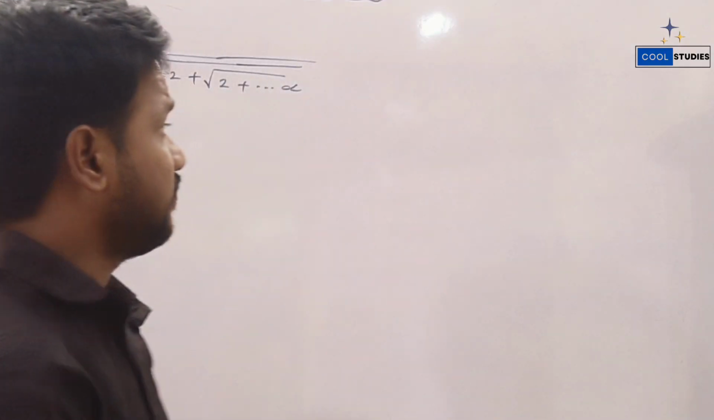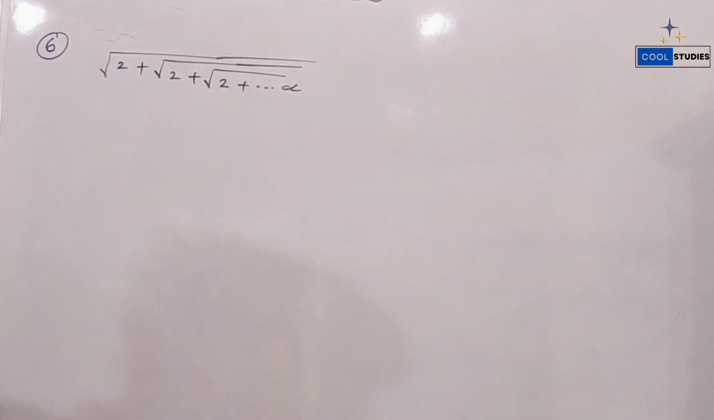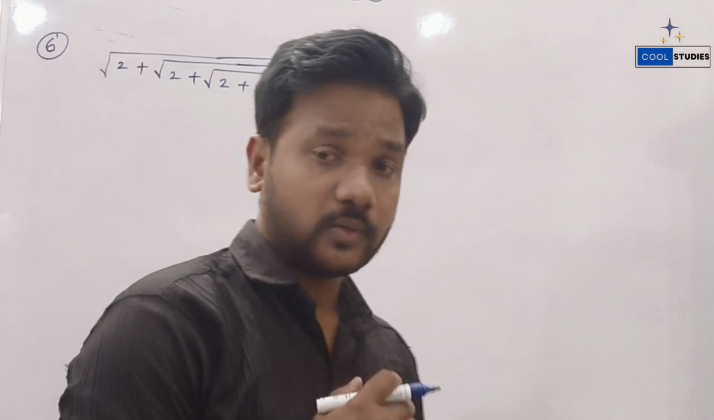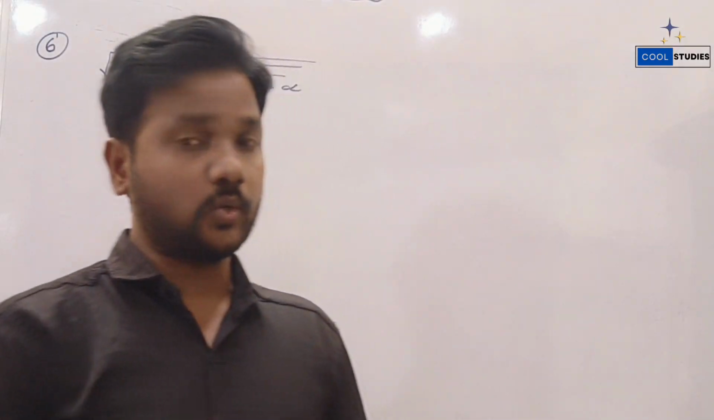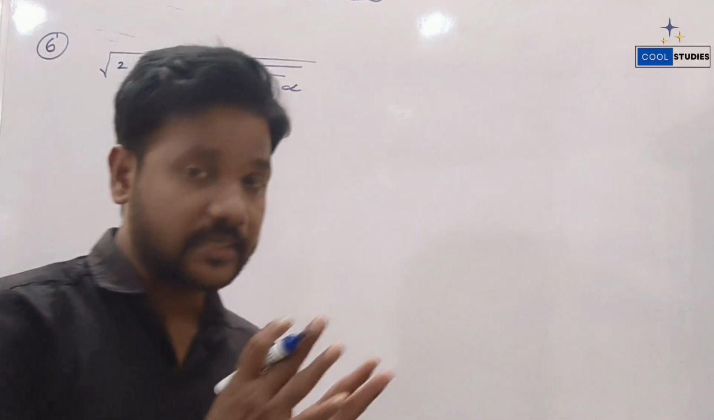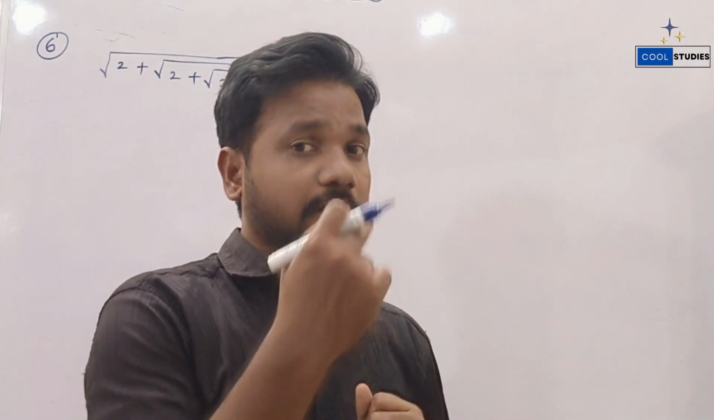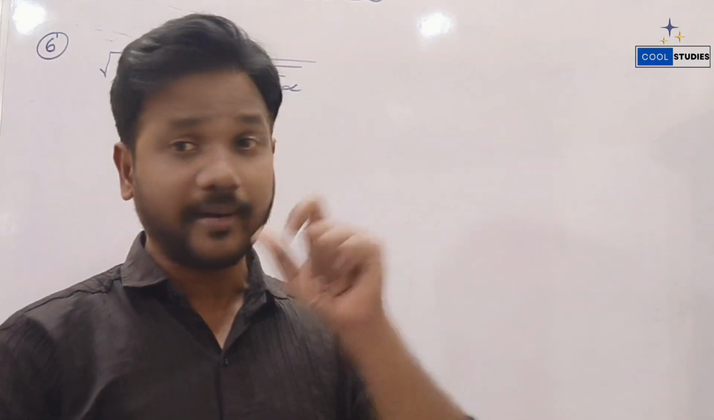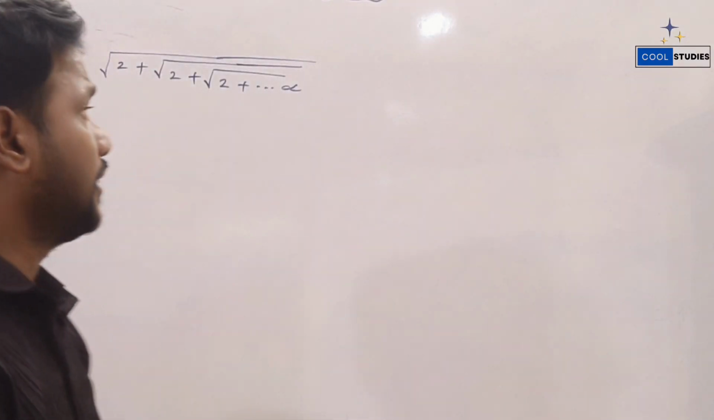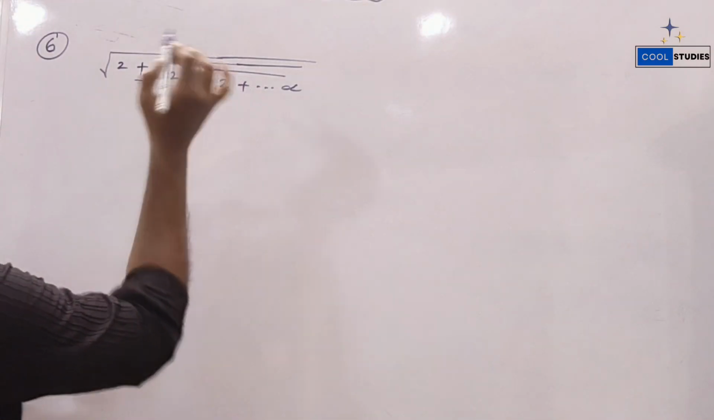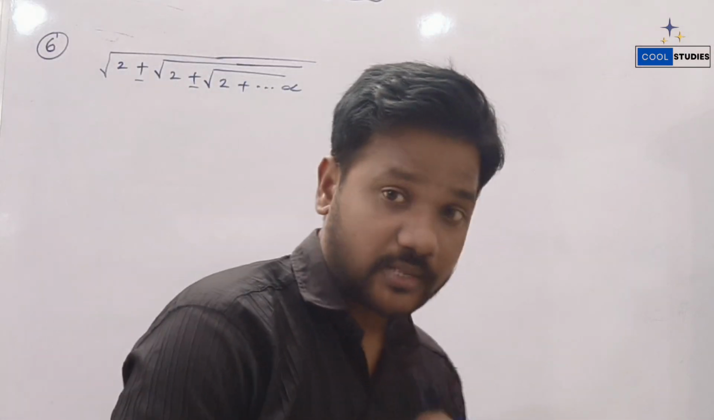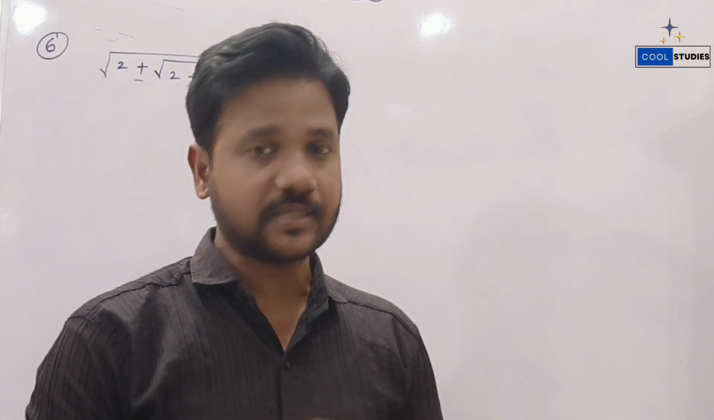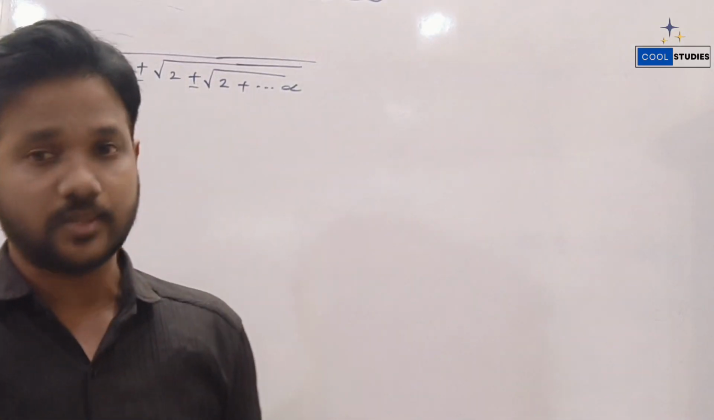Let us discuss one more question. So the question given here is root over 2 plus, root over 2 plus, root over 2 plus and so on to infinity. In the previous question it was given as multiplication, but in this question he has given the plus symbol. For this type of question also there are two methods. One is the procedure, second one is the shortcut.